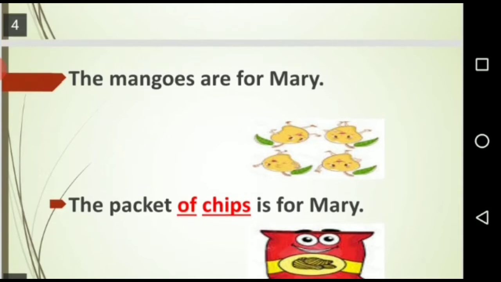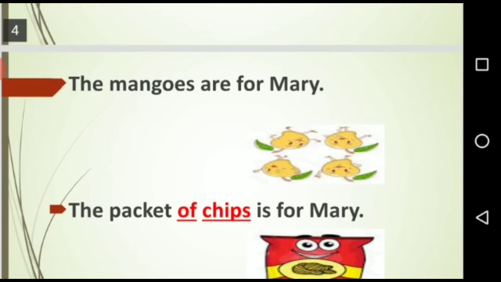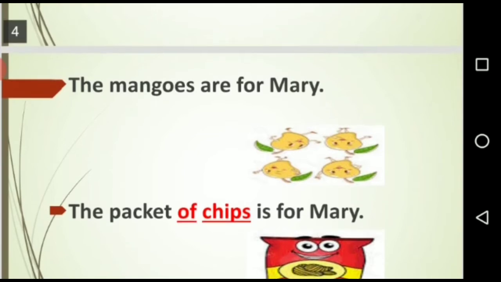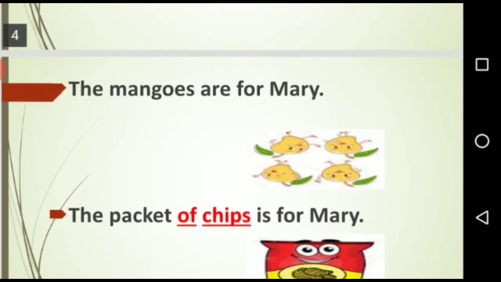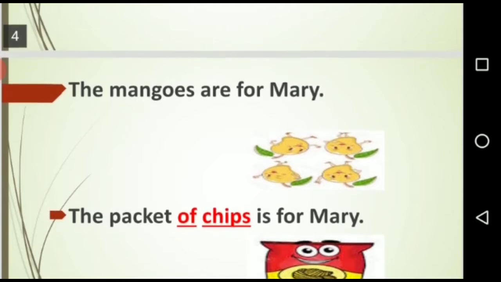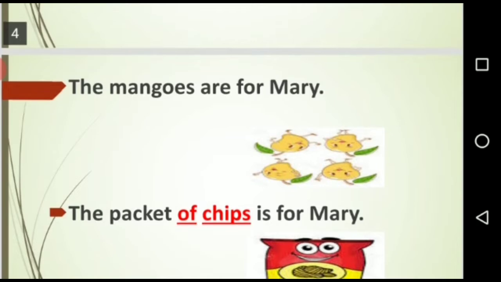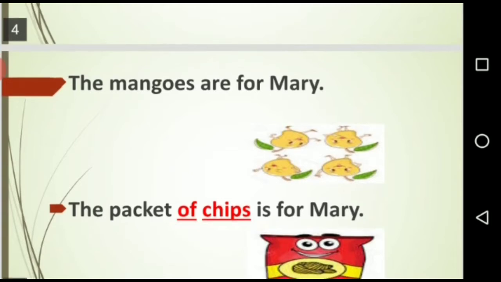Number 1, the mangoes are for Mary. And number 2, the packet of chips is for Mary. But how come? Mangoes is a plural noun and chips is also plural. Yet we have are in the first place and is in the second place. So what's going on? Well, with mangoes it's easy. Plural subject, so plural verb. But in the second sentence we have the packet of chips is for Mary.